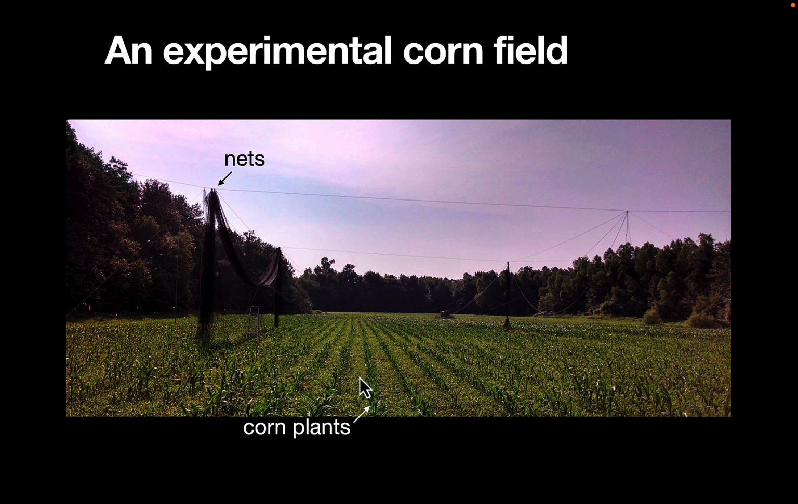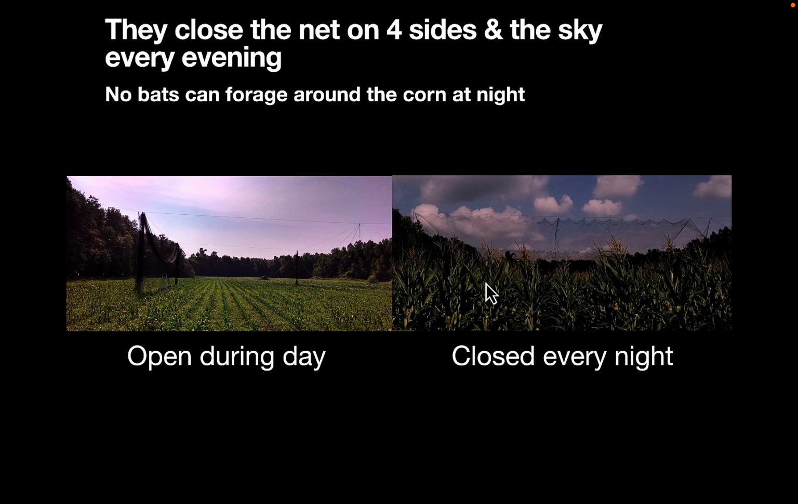They've planted some corn plants. Here it is during the daytime. They have these cool nets that they've put up where they can retract them. During the day, they retract the nets. And then as it gets towards evening time, they close the nets so that all 4 sides of the cornfield are closed up, and the 4 sides of the roof. And that means that no bats can get in. Pests can get in, moths can get in, but bats are kept out.